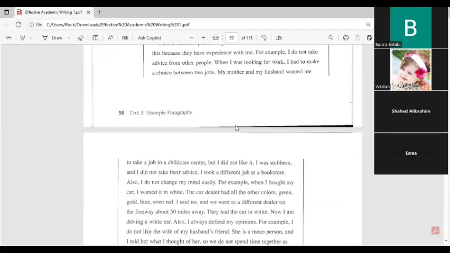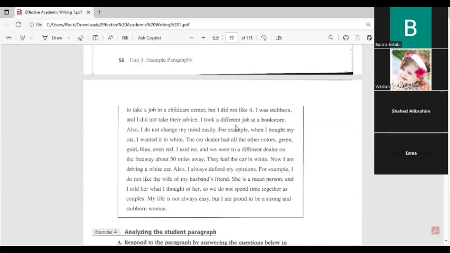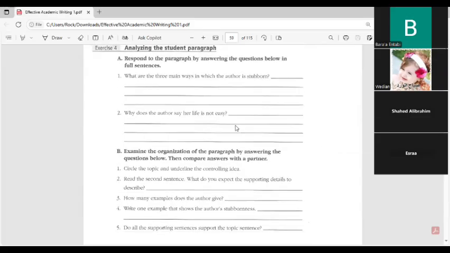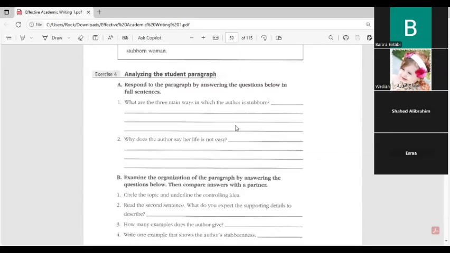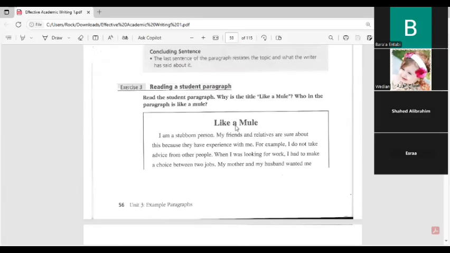Okay, the topic sentence is just the first one. "I am a stubborn person," right? This is the topic sentence. What is the topic, and what is the controlling idea? Inside the topic sentence, you remember this idea, we have the topic, which is more general, and the controlling idea, which is more specific.